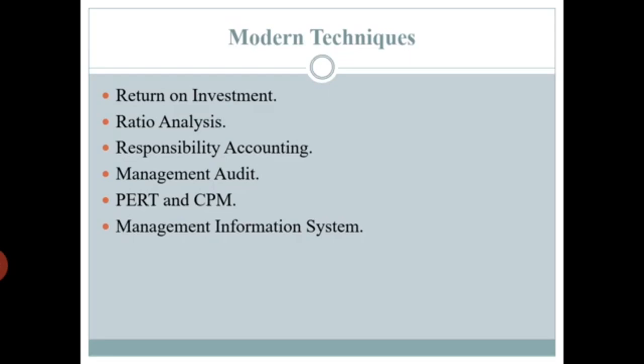Okay. Then ratio analysis, where different ratios are used and analysis is made through them so that it will be helpful for determining the actual performance of the organization. Then responsibility accounting. Responsibility accounting, what is it? Yes, as per the cost, as per the sales and different aspects of the organization, the responsibility centers are prepared.